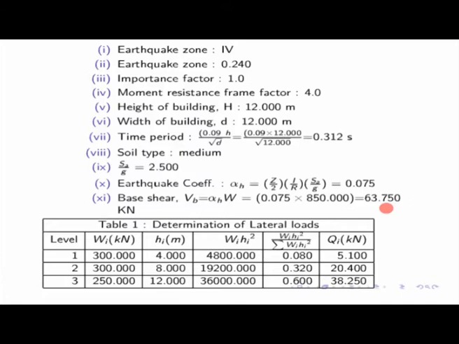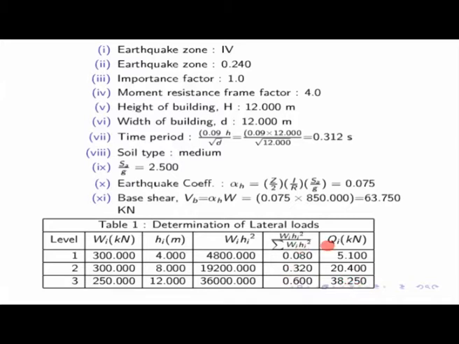So that means total base shear, the horizontal base shear, that way you can consider, is actually here 63.75 kilonewton. So if we consider that, I have written here 300, 250, height 4 meter, 8 meter, 12 meter. So this one I have calculated, total you have calculated, then I can get this value here. Please note this value should be equal to 1, 0.08, 0.32, 0.6. So I am getting here 5.1, 20.4 and 38.5.